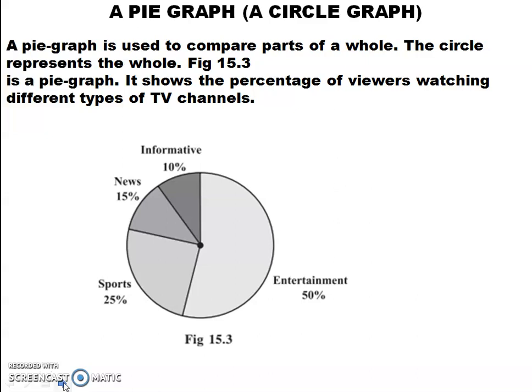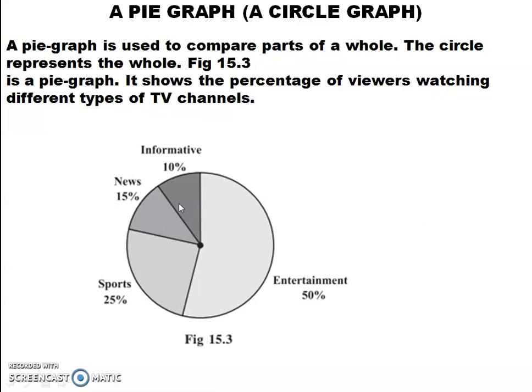Now, a pie graph is used to compare parts of a whole. The circle represents the whole. This is the whole thing, that is the circle. Now, figure 15.3 is a pie graph. It shows the percentage of viewers watching different types of TV channels.